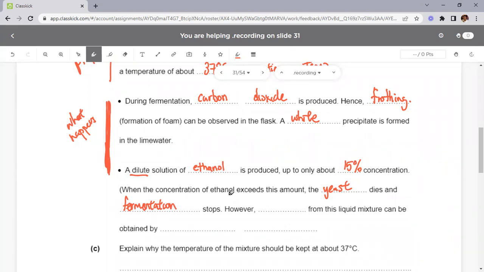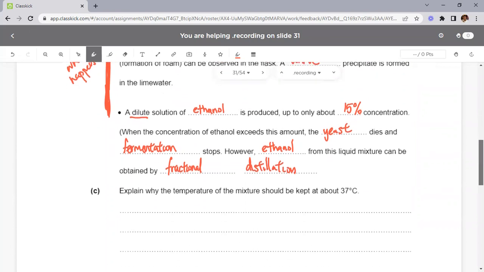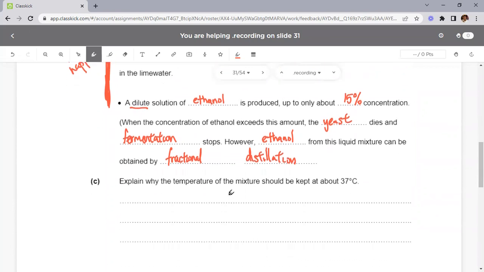So we know that the maximum is 15% if you just let it undergo this fermentation process. However, you have learned separation techniques, so I can get ethanol out from the mixture. Ethanol from this liquid mixture can be obtained by using fractional distillation, which causes it to become more concentrated. If you are good at this, you can even make it go up to close to 98-99%. Actually quite cool.